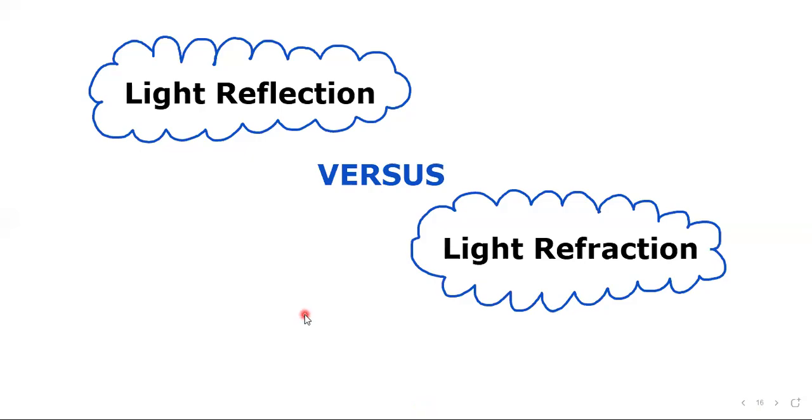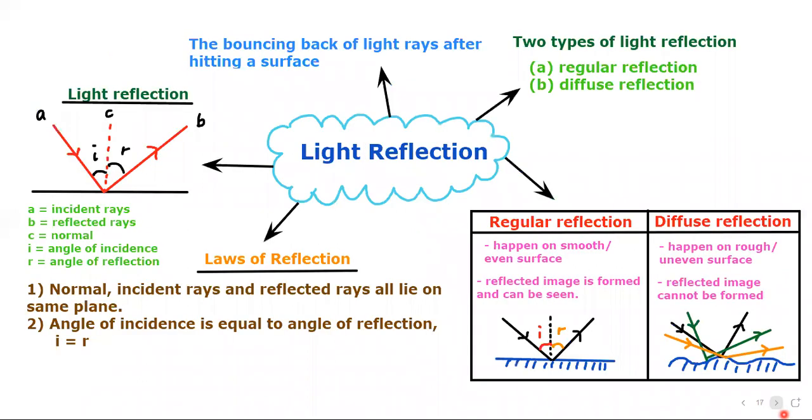Hi everyone, today we are going to learn about the difference between light reflection and light refraction. So let's go to light reflection. So what is light reflection? Light reflection is the bouncing back of light rays after hitting a surface.